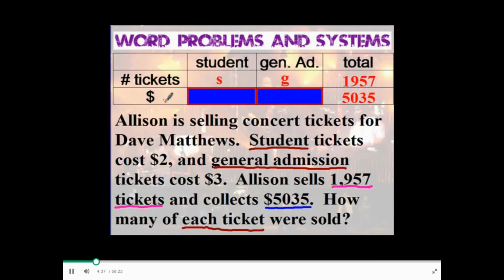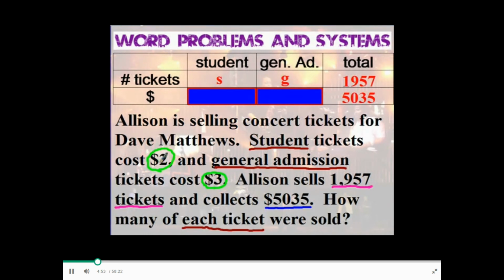Now on to the dollar sign one. This one's fairly easy. Whenever you have one with dollars, you're going to look for things that have dollar signs in them, and that will give you a huge hint as to what's going in those boxes. We have $2 and $3.